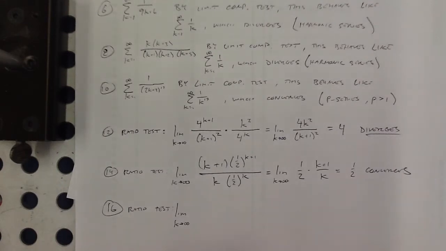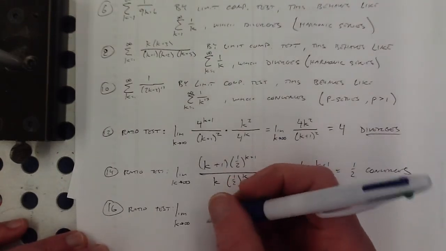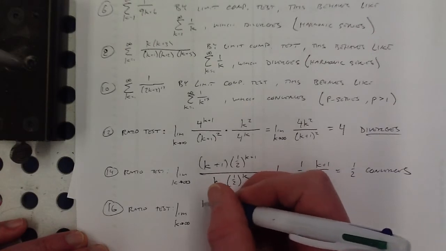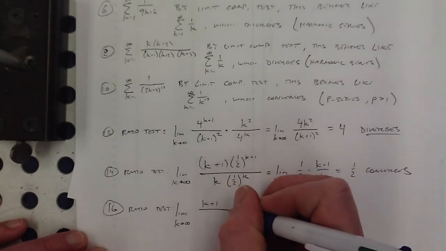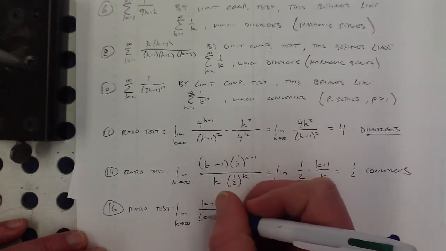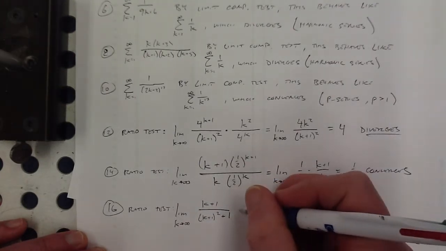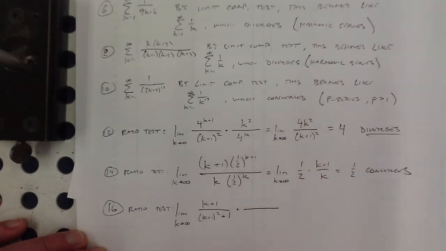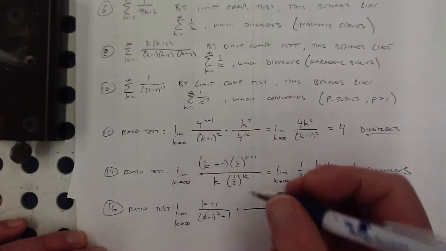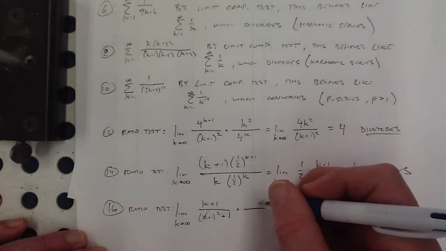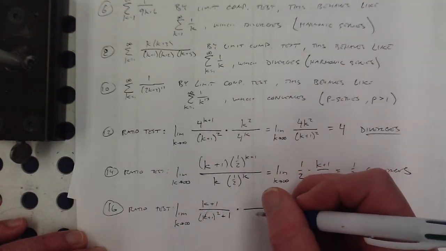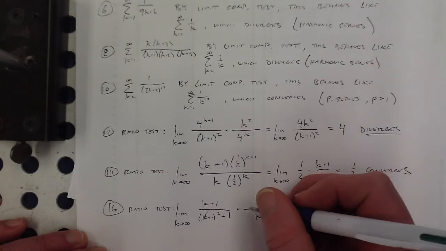So let's see what the ratio test does, and then we can see if we can say aha or anything like that. Then I'm going to divide, this is the k plus 1 term, and then I'm going to divide by the previous term, which means the original thing, upside down.